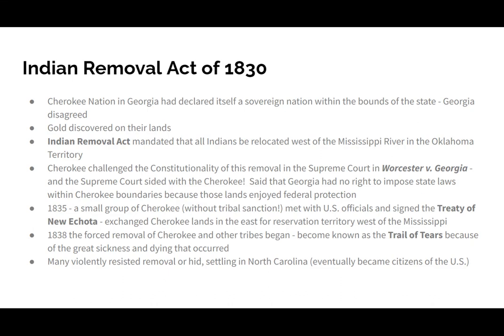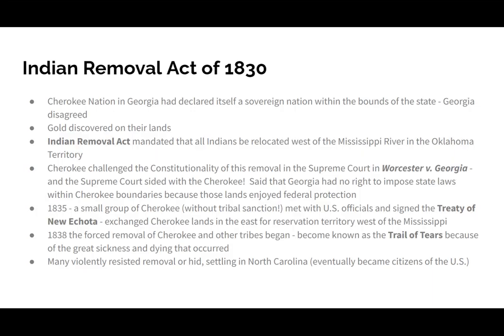So in 1835, a small group of the Cherokee, completely without tribal sanction, meet kind of secretly with U.S. officials, and they sign the Treaty of New Echota, which exchanged Cherokee lands in the east for reservation territory west of the Mississippi. Now, most Cherokee and other American Indians did not agree with this. By 1838, though, the forced removal of Cherokee and other tribes begins.